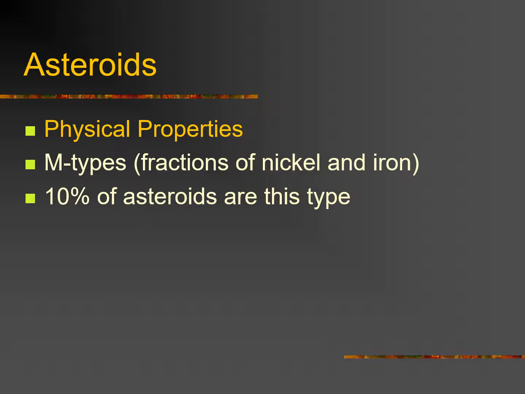The final type of asteroid is called the M-type. These asteroids are predominantly nickel and iron rich and may be the iron cores of fragmented asteroids. These asteroids are believed to be formed in the inner regions of the asteroid belt.